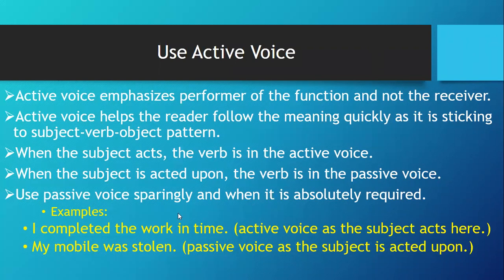Example 1, I completed the work in time. So the active voice there, as the subject acts in this sentence, right? In the second sentence, my mobile was stolen. Here, the passive voice, as the subject is acted upon. You see that? So we only use the passive voice if it is absolutely required or absolutely necessary, but we try to keep it to a minimum. Because as we know now, active voice is very clear and concise, and it gives the reader an easy pattern to follow when they are reading, especially long documents.